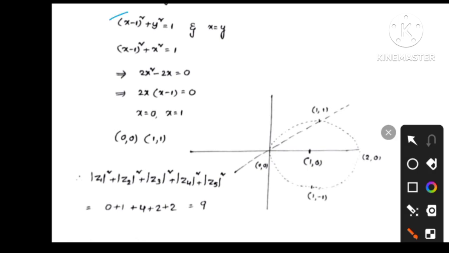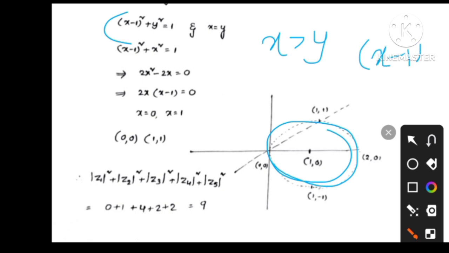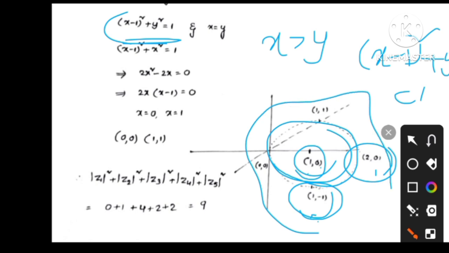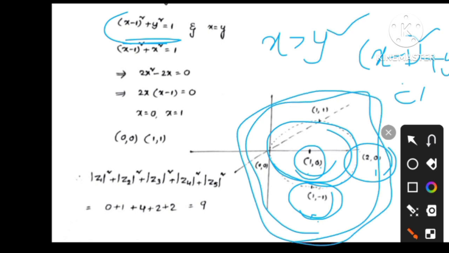This is less than 1. For the circle, we have to take all the values in this circle, and x greater than y, we have to take all the values which satisfy these conditions also. So these are also points which satisfy the conditions: 1 comma minus 1, x greater than y, and this point is on the circle. And this is 1 comma 0, x greater than y, lies inside the circle. 2 comma 0, x greater than y, lies on the circle. Means these are all the 5 points that satisfy the given two conditions.